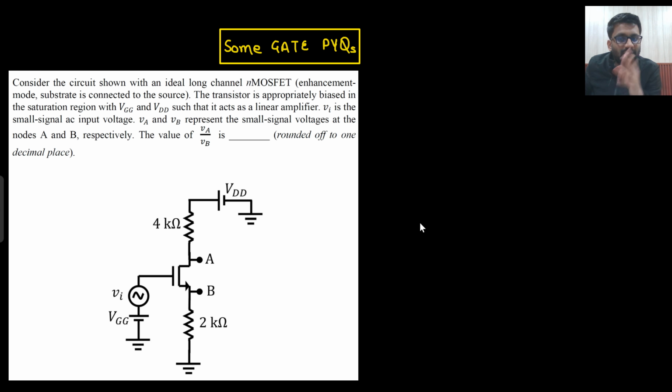Vin is the small signal AC input that they have given. VA and VB are represented as small signal voltages at the nodes A and B. Find the value of VA by VB. This is what they are saying. VA by VB you need to find. Vin is a small signal voltage, but that is of no use now. Are you getting this point?